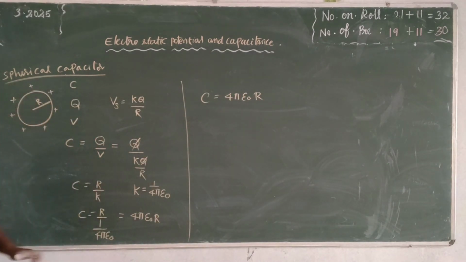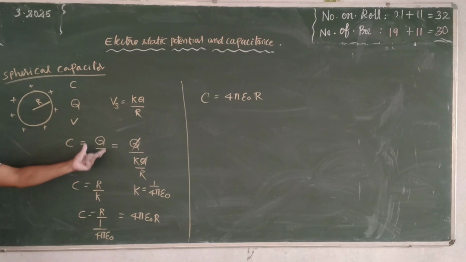Here, spherical capacitor means spherical conductor. For a conductor, definitely the charge resides on the surface. Here the capacitance is C, charge is Q, potential is V. In this case, capacitance equals what?